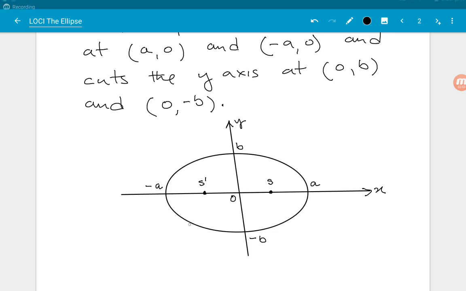So the sketch shows the ellipse. It's cutting the x-axis at a and at minus a, and the y-axis at b and minus b. S and S dash are the foci, and O is the origin, or the center of the ellipse, and the distance from the center to a focus is equal to ae.